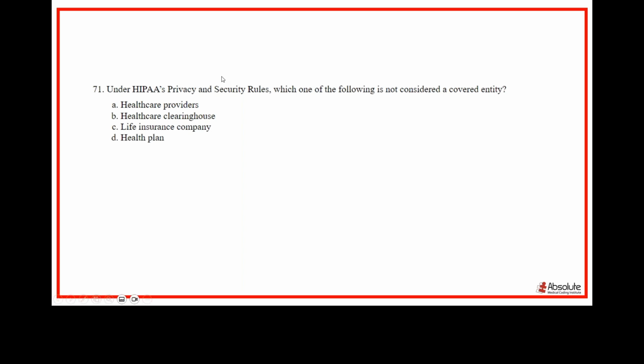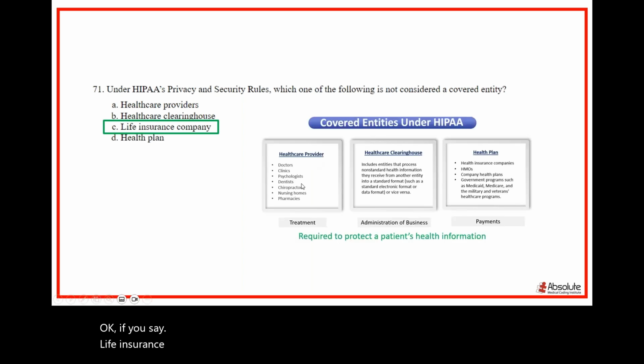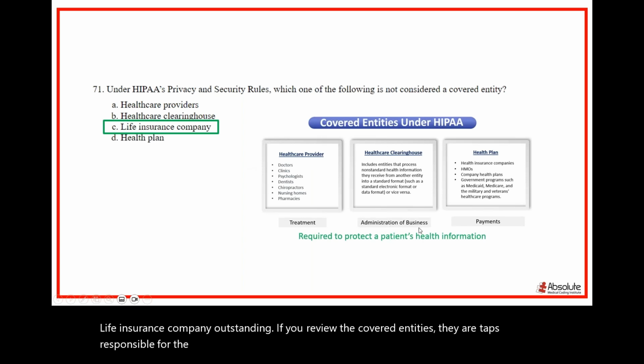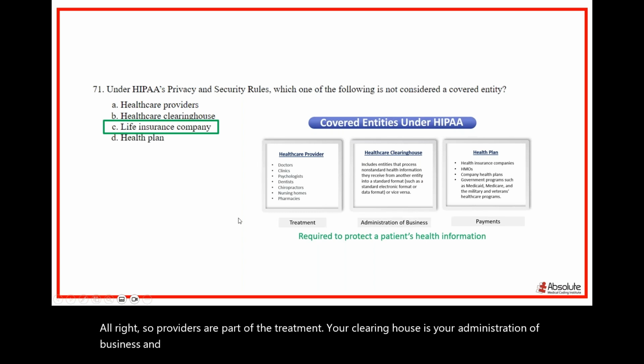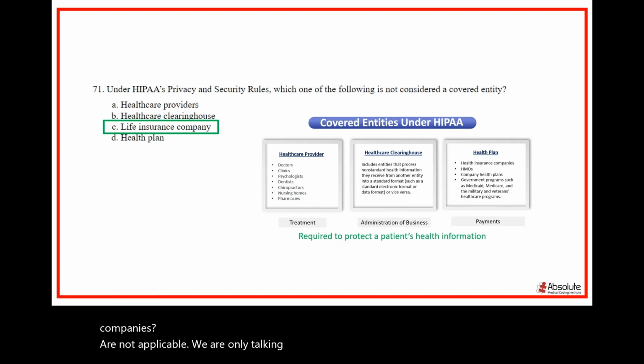Okay. If you say life insurance company, outstanding. If you review the covered entities, they are TAPs, responsible for the treatment, administration of business, such as the healthcare clearinghouse, and payments, such as health plans. So providers are a part of the treatment. Your clearinghouse is your administration of business, and your health plan, they're responsible for payments. But life insurance companies are not applicable. We are only talking about medical insurance.